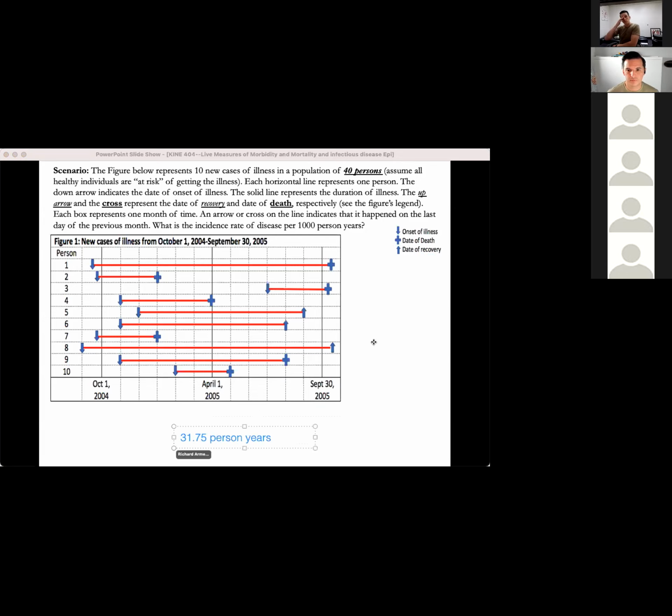So I'm not going to go through the whole thing, but in order to come up with that, remember person 1 contributes 0 months, person 2 also contributes 0 months because person 2 is sick and then passes away. Person 3 contributes a total of 9 months, and so on. So you would just go down, add those up and divide by 12. So then the number of person years is the 30 that are not included in this figure, plus the 1.75 that you get from going through this calculation.